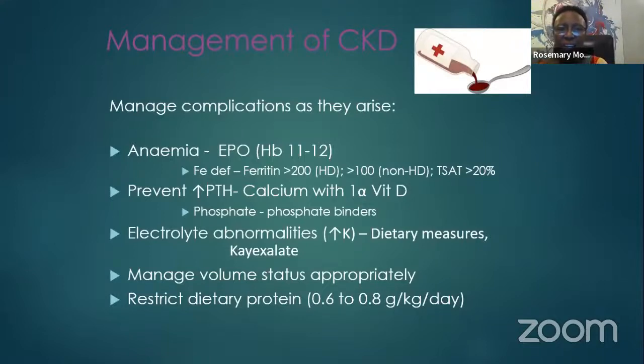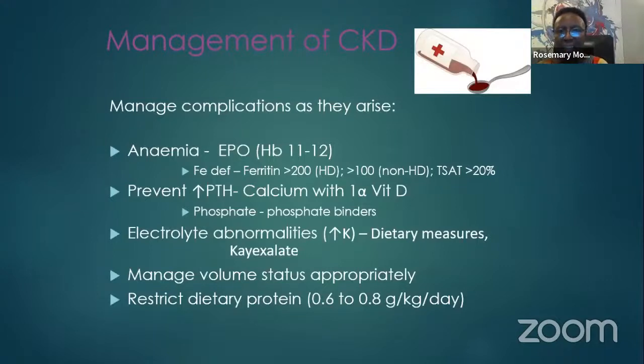And then prevent your hyperparathyroidism. How do you do that? Remember that I said that hyperparathyroidism will be coming from your high phosphate. So you will use the phosphate binders, okay? There are different kinds of phosphate binders. We've got the calcium-containing phosphate binders and non-calcium-containing phosphate binders. Unfortunately, the non-calcium-containing phosphate binders are quite costly. So in our setup, we've got what we call a BCAL, which has worked very well with our patients. And for the hypocalcemia, you will replace it with 1-alpha vitamin D.